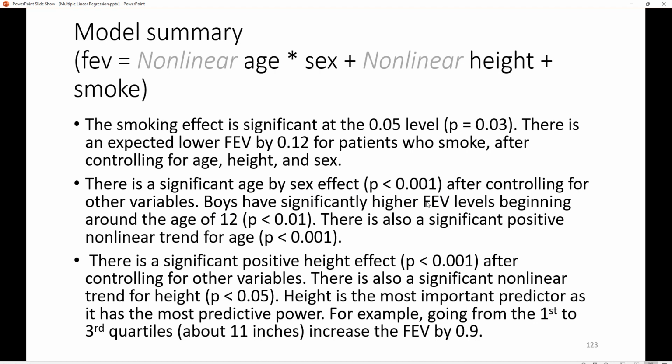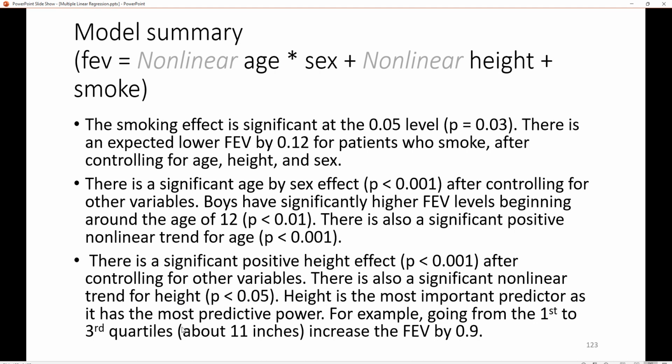Boys have significantly higher FEV levels beginning around the age of 12. P is less than 0.01. There's also a significant positive nonlinear trend for age, and P is less than 0.001. There is a significant positive height effect after controlling for other variables. There is also a significant nonlinear trend for height. P is less than 0.05.